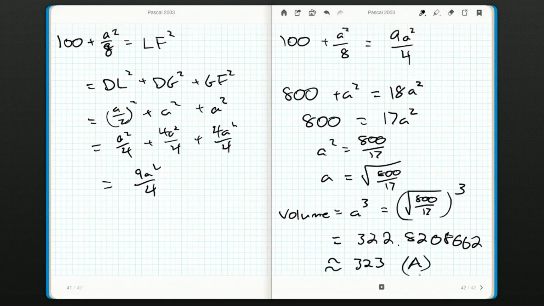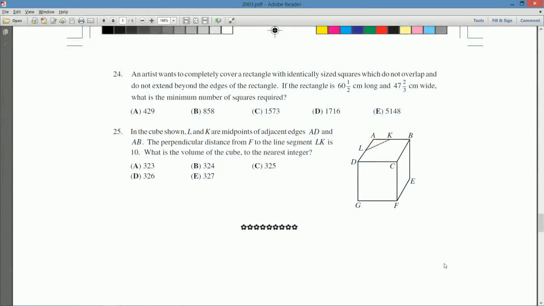Okay. So very nice indeed. Not that difficult a question, I would say. Certainly conceptually, it was mostly fine. I think the biggest thing there was probably connecting up L and F to make that triangle. And then realizing you can calculate the length LF in two different ways, thanks to the given information of the perpendicular distance from F to LK being 10. That made a right angle, so there was a way to calculate LF squared one way.